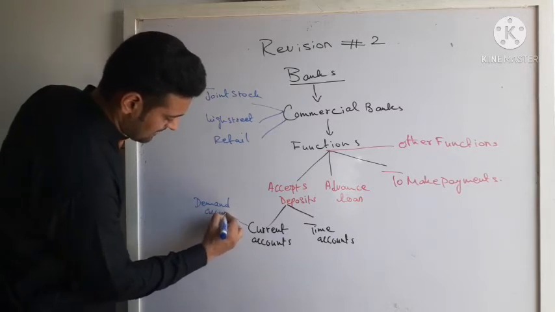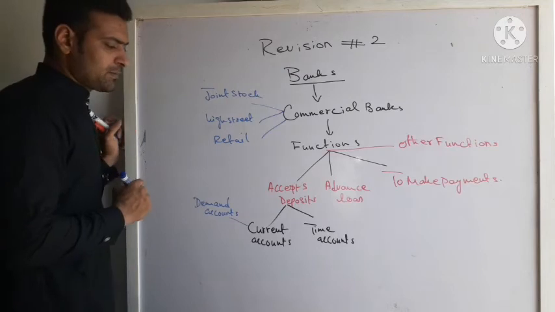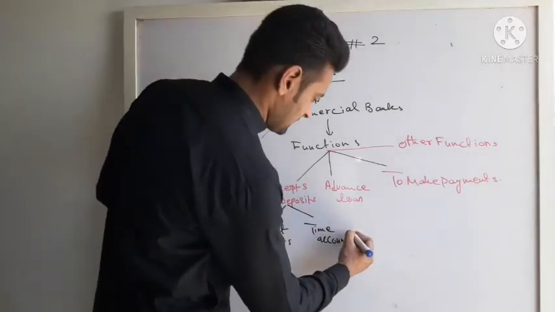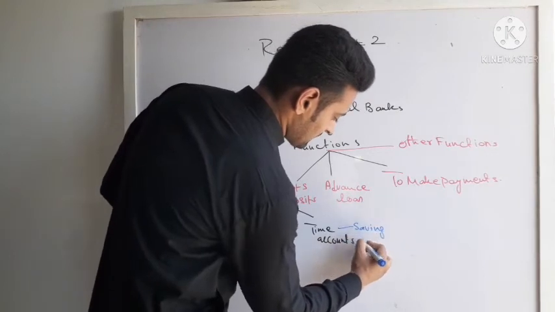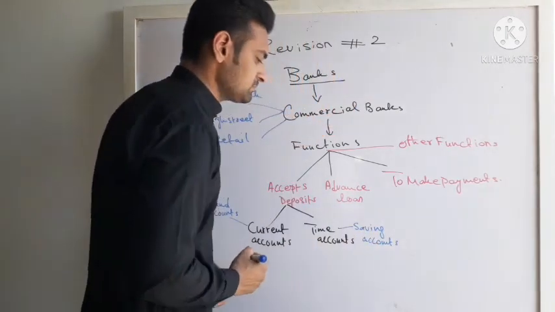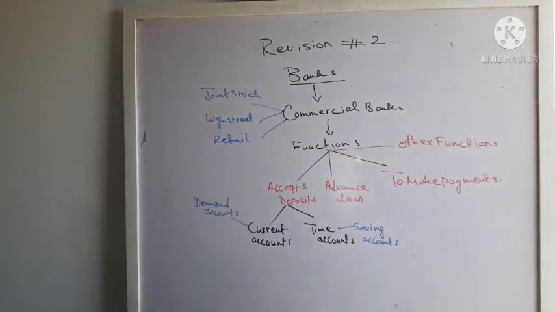And if we talk about the time accounts, they are also known as the saving accounts. What is the difference between the current account and the time accounts? You are very much familiar. In a current account, you can withdraw any amount of money from your account at any time. But in a time account or the saving account, you have to give a prior notice before the withdrawal of the money from your account.